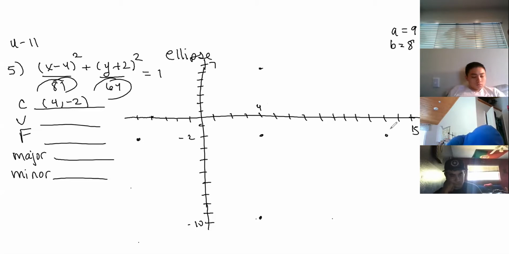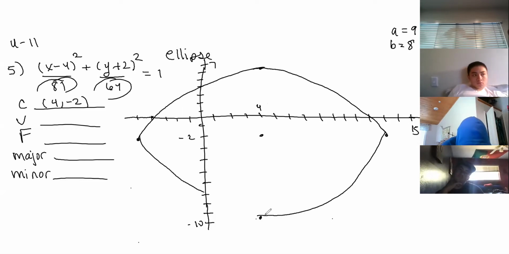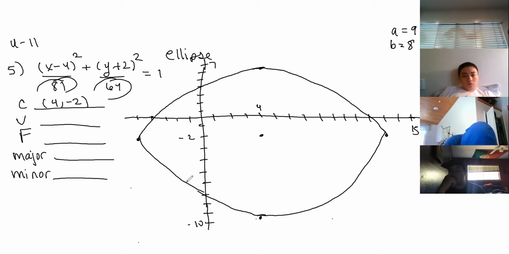All right, and it's going to be really crazy looking, but it's going to be an ellipse. Kind of like a Hey Arnold head. Okay, and then it says to find the vertices. Vertices are the 2 points for an ellipse. It's the 2 points that are closest together or furthest apart. Furthest apart. So it's these 2 points right here.